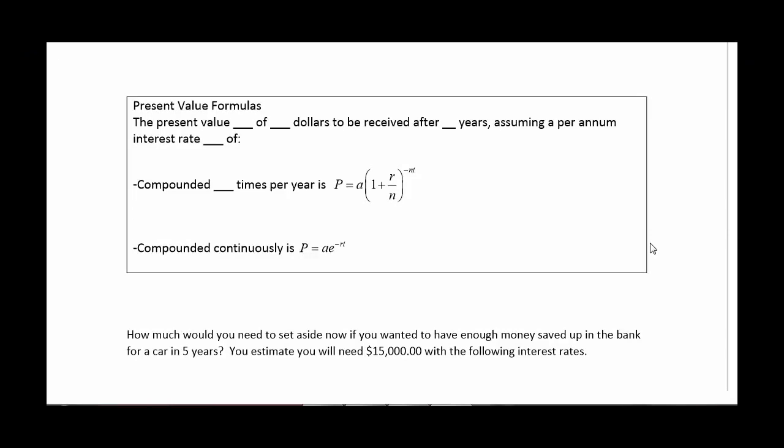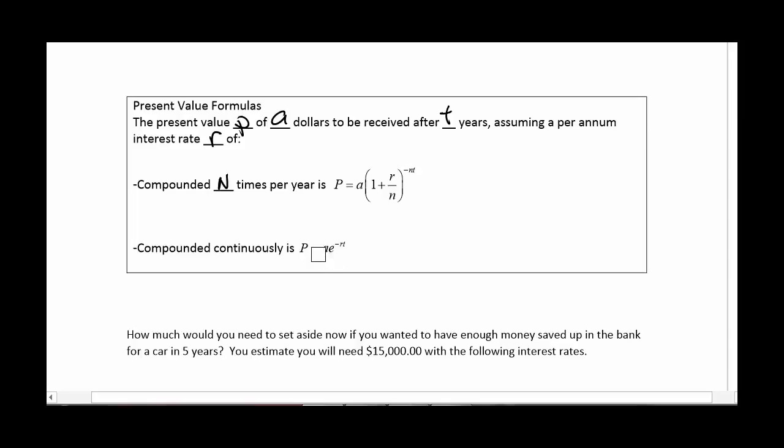Okay, so the present value formula then is kind of related to the other formulas we've seen. So the present value P of A dollars to be received after T number of years, at a certain per annum interest rate of R, compounded, in this case, N times a year versus compounded continuously. So we've got two different formulas. Notice in both cases they both have a negative exponent, so that part's very consistent.